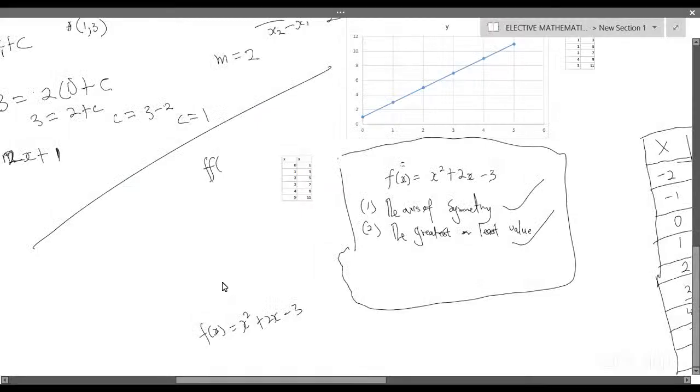I told you that A is the coefficient of x squared, right? B is the coefficient of x, and then C is the constant. Okay. So who can tell me from this function, who can tell me what A is?